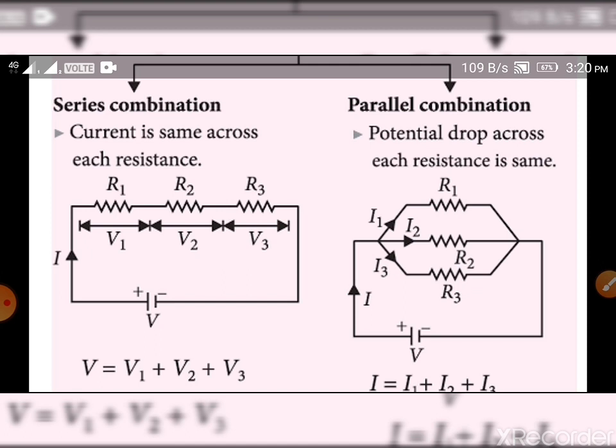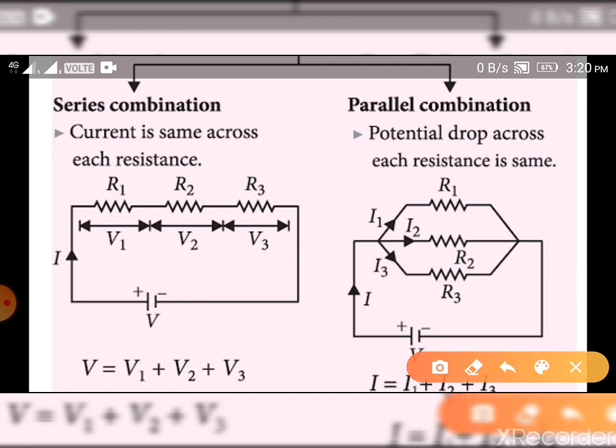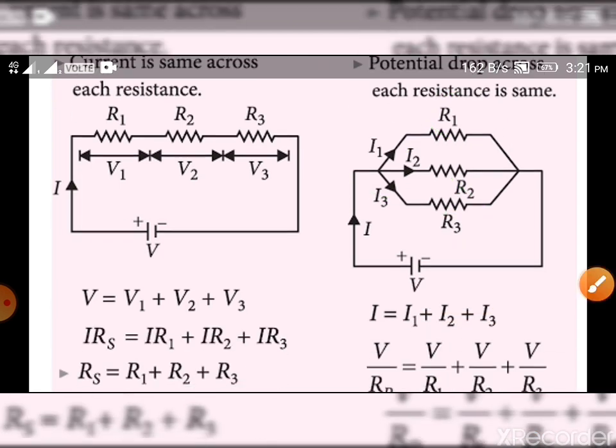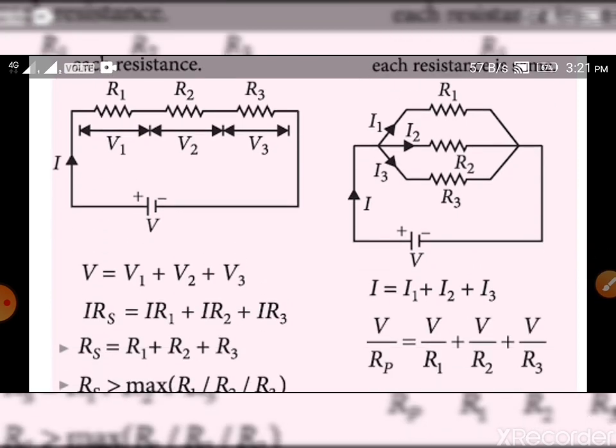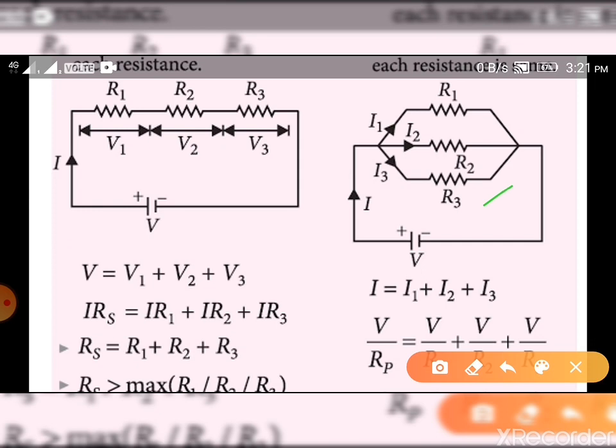Here I and V we know. The current I is split; current will be split into each loop of the circuit, so the current passing through each resistor will vary. The current through R1 equals I1, through R2 equals I2, and through R3 equals I3. So the total current is I equals I1 plus I2 plus I3. At the same time the voltage will be the same: the potential difference between the ends of R1, R2, R3 will be the same. So V equals V1 equals V2 equals V3.